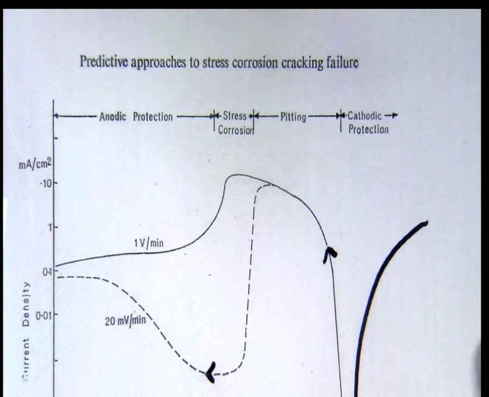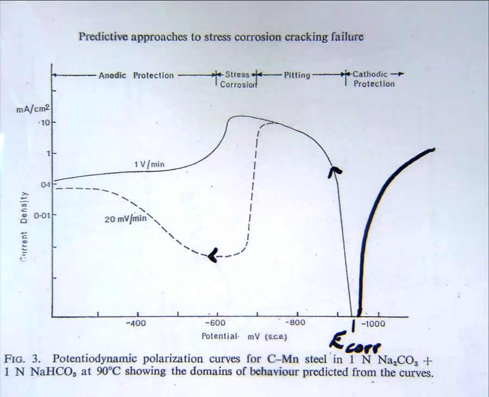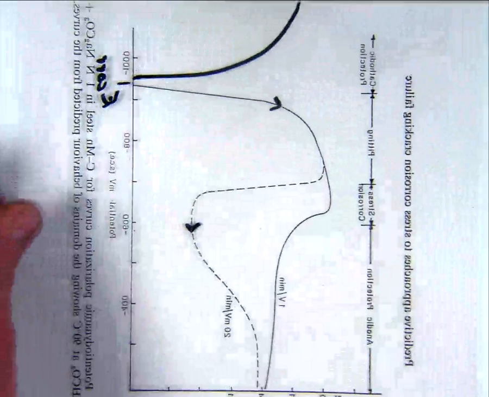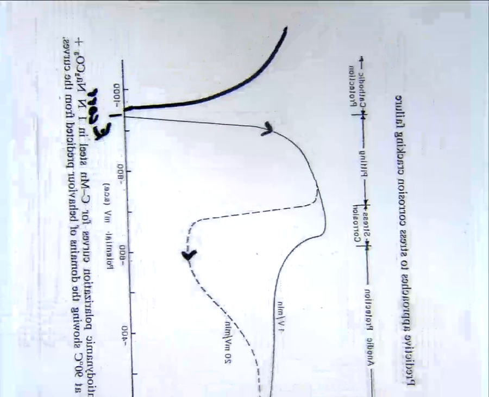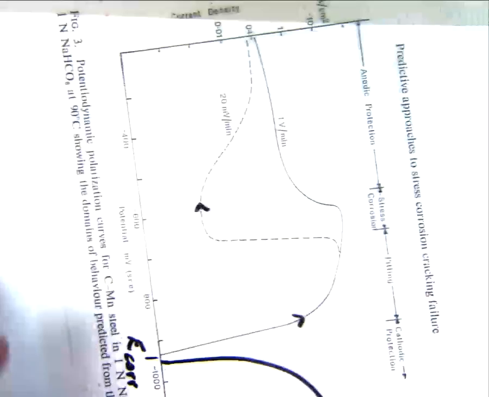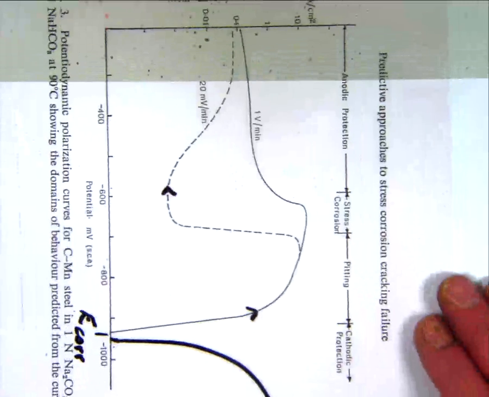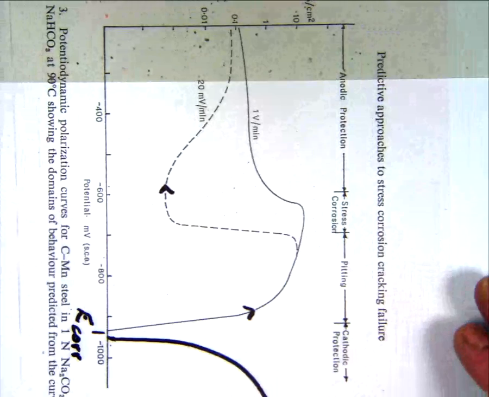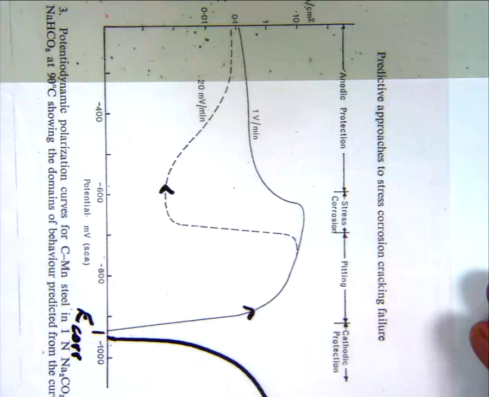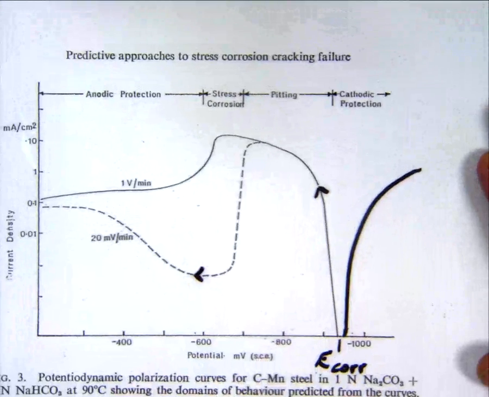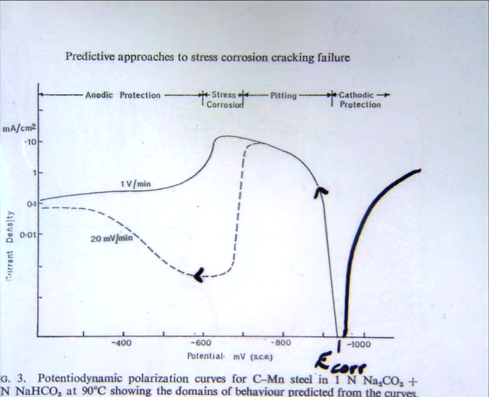What's happening here is a question of time to get to equilibrium. What the slow sweep curve's doing is telling you that if the material is held at these sort of potentials, then it will passivate. It builds up a protective layer and the current becomes quite low. If you sweep quickly through the region, the material is still active, it's still corroding.